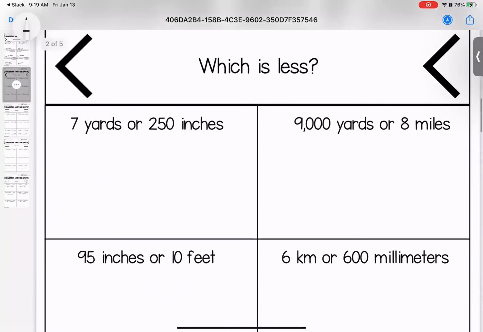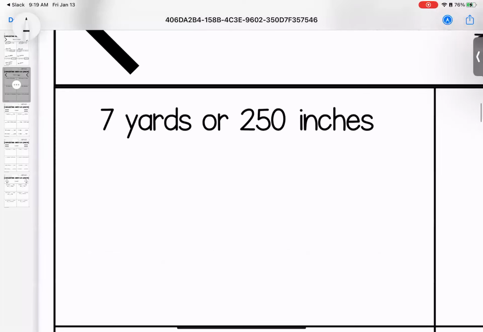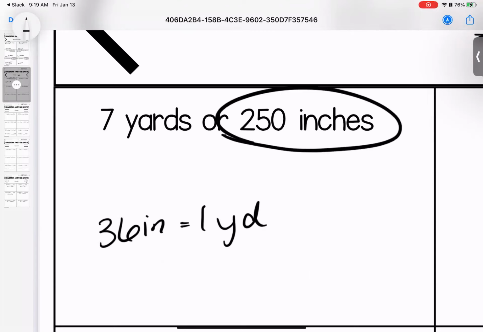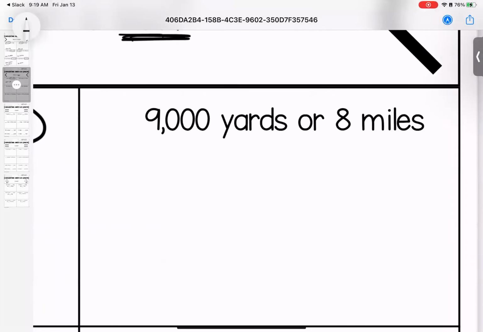All right, coming down here, notice for this one, which is less? Which is less? Look at the directions carefully. Starting off with 7 yards or 250 inches. 36 inches is 1 yard, which means that 250 inches would be less. Again, less.